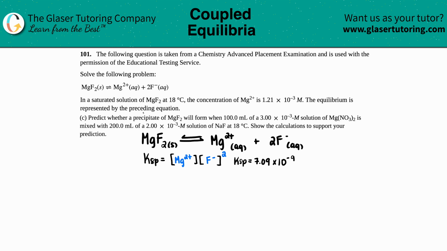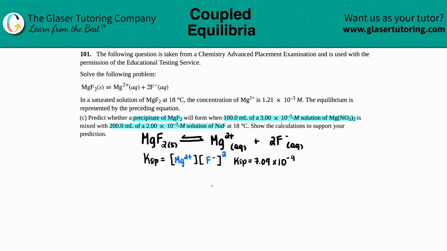Part C says, predict whether a precipitate of MgF2 will form when 100.0 mL of a 3.00 times 10 to the negative third molarity solution of Mg(NO3)2 is mixed with 200 mL of a 2.00 times 10 to the negative 3 molarity solution of NaF at 18 degrees, and show the calculations to support your prediction.